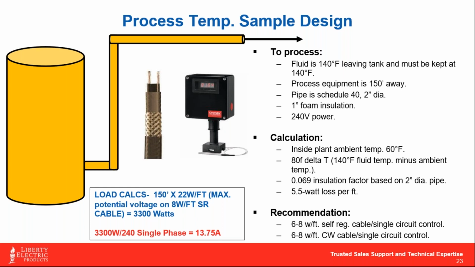So again, that's just more of a judgment call on whether I've got a fluid inside of this pipe that I could coke if it gets a little too warm, or congeal it, versus it doesn't really matter. So you can see the load calcs down there in the bottom center. Again, 150 feet times 22 watts a foot, which is the maximum an 8 watt a foot self-regulating cable can put out. If you can believe it, it can get as high as 22 watts a foot. So I took my 150 times 22 and came up with 3,300 watts divided by 240, and you're at 13.75 amps on that circuit.